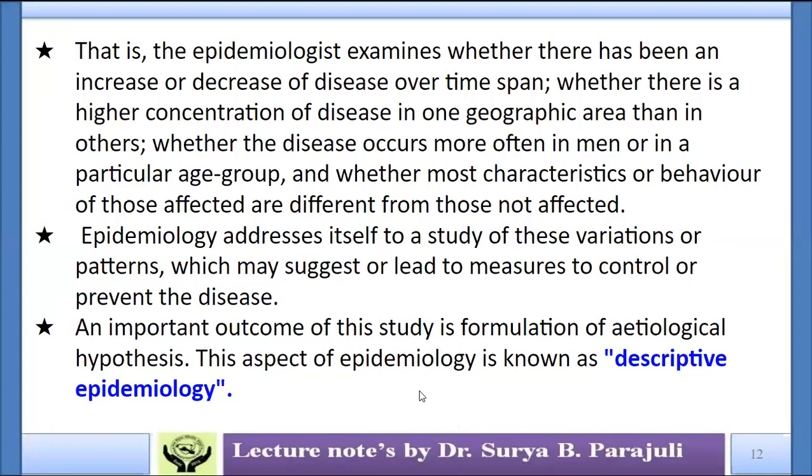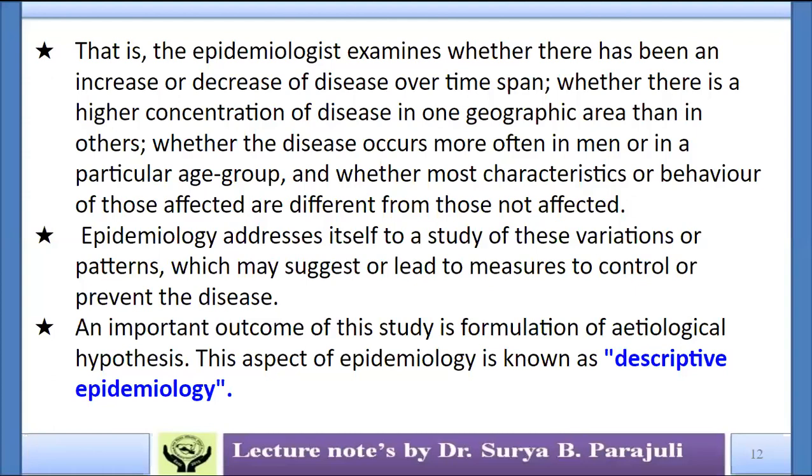The epidemiologists, what they do, they examine whether there has been an increase or decrease of disease over time. In which month there is more number of cases? Is it in an increasing trend or a decreasing trend? Whether there is higher concentration of disease in one geographical area or province than another. Whether the disease occurs more in men than females or in a particular age group.